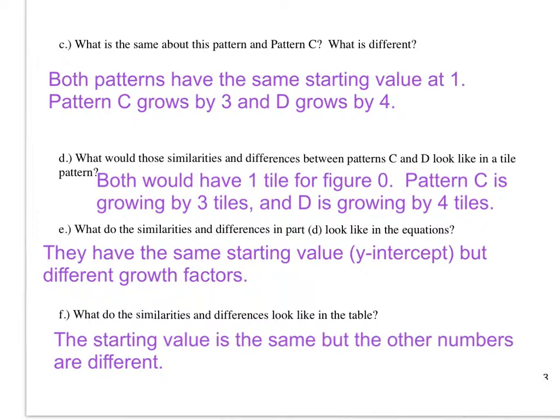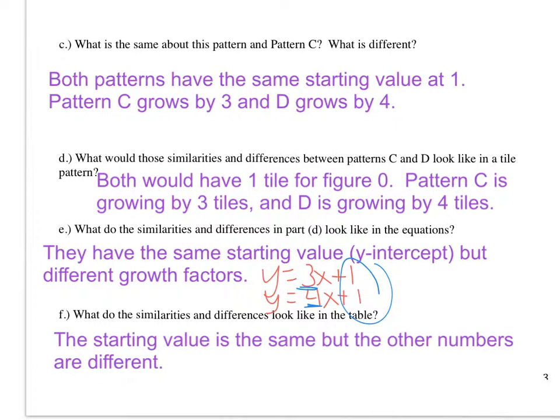So letter E, what do the similarities and differences in part D look like in the equations? Well, they're going to have the same starting value, which is the y-intercept, but they're going to have different growth factors. So for example, we'll have y is equal to 3x plus 1, and y is equal to 4x plus 1. So the plus 1s are the same, but these slopes, these growth factors are going to be different.